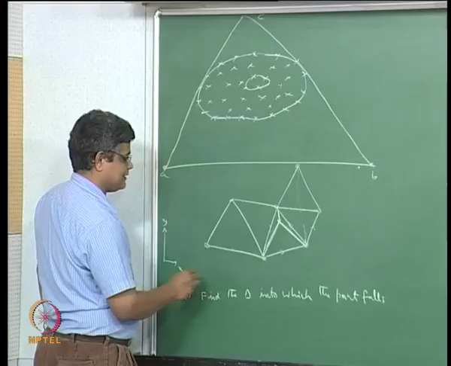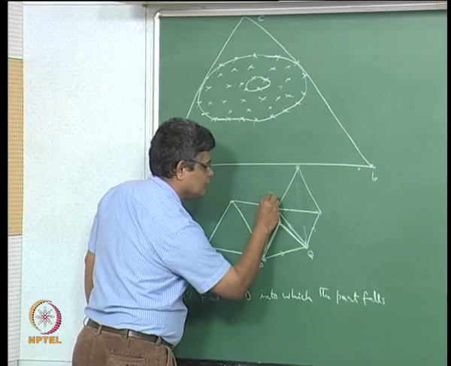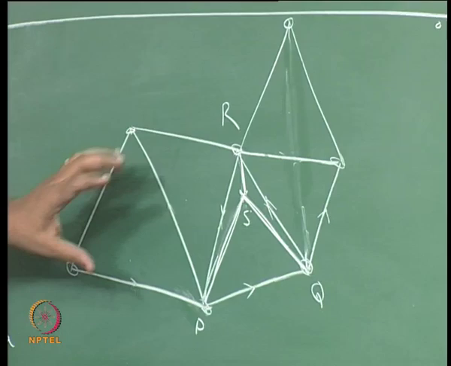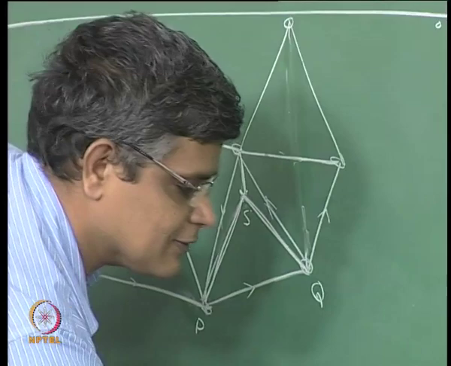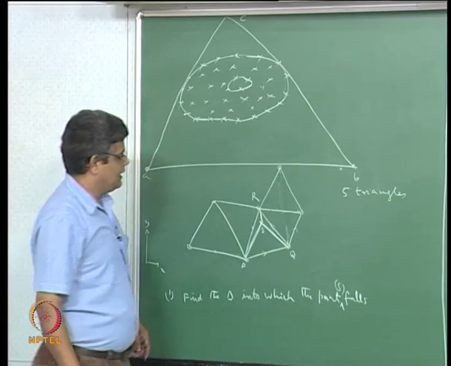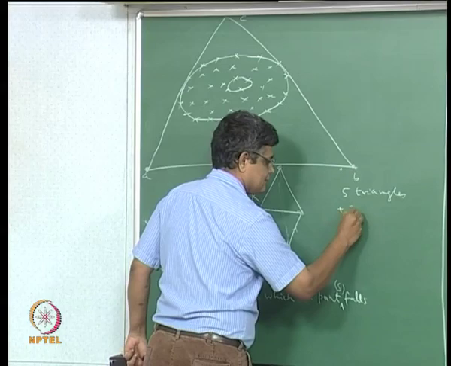So let us say that we are looking at P, Q, R, and this is the S. So in the process, originally you had 1, 2, 3, 4, 5. At the beginning of the insertion of this node S, okay, let us call this point S, you had 5 triangles. And now you have created 1, 2, 3, plus 3 more triangles created, which are this QRS.